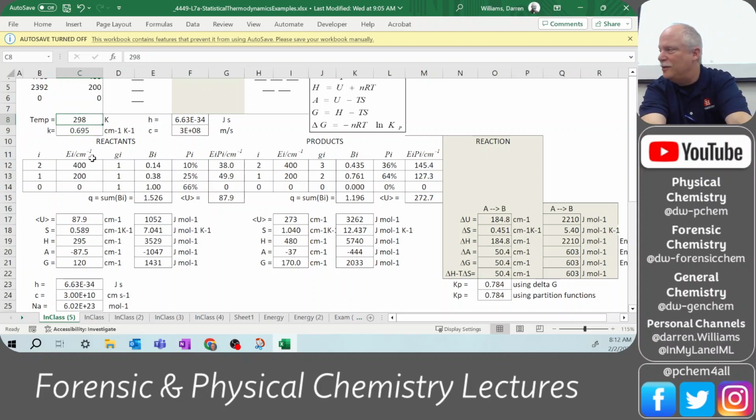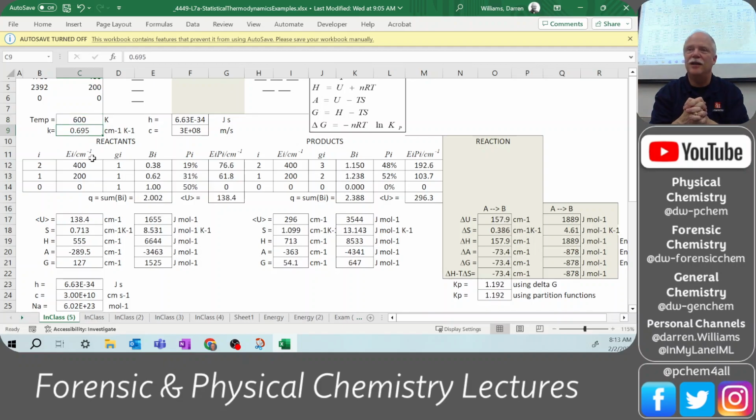What was yours, 600? 600. Okay, now we got a spontaneous reaction. So negative Gibbs energy, negative 73, and a 1.12 or 1.19 equilibrium constant. Isn't that cool? We can drive this reaction forward even though the energy level, let's see, I want to scroll up.